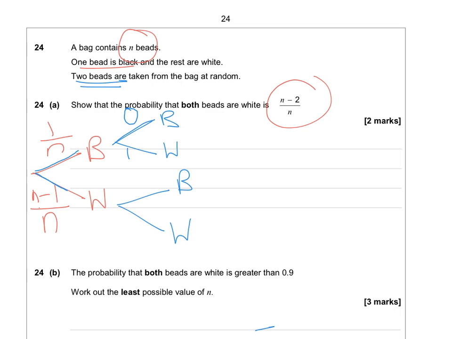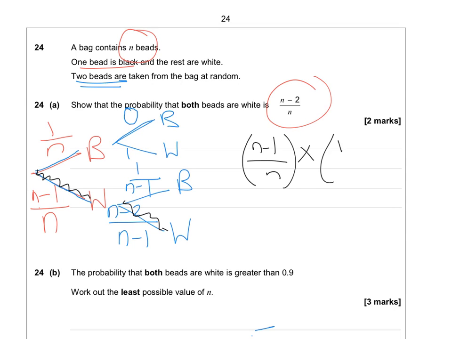On the other path, however, a white bead was selected first, which means there is still 1 black bead remaining in the bag over a total of n-1 beads. There are n-1 beads in the bag because we started with n beads and we've taken 1 out. There are still n-1 beads in the bag if we fill in this probability, but because 1 white bead was removed, there are n take 2. Now the probability that both beads are white, well, we'd have had to follow this path and this path on the tree diagram, which means that probability would be n-1 over n multiplied by n-2 over n minus 1, and of course the n-1 cancels, leaving us with n take 2 over n as our probability.